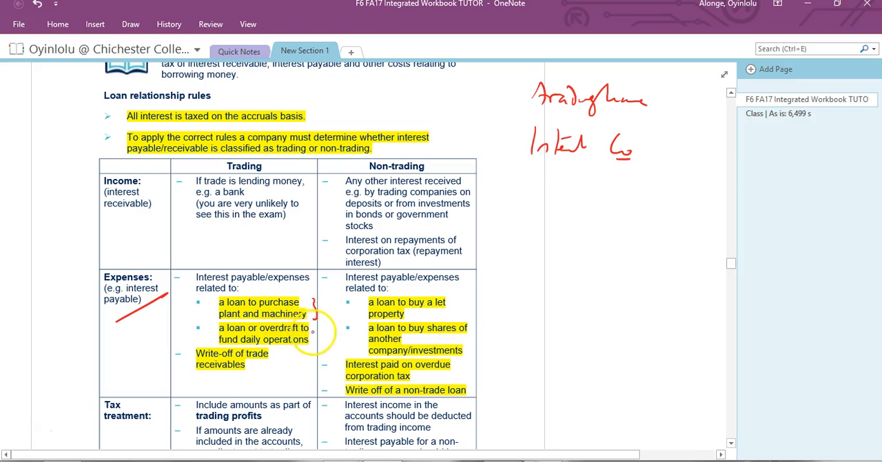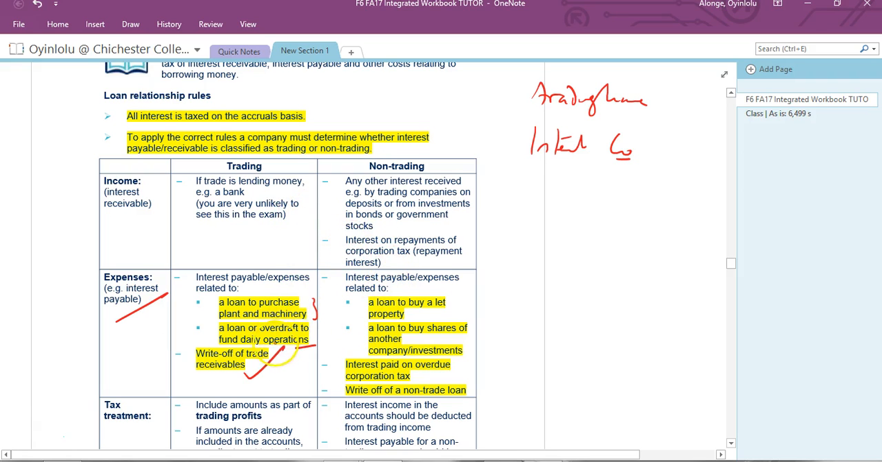And if you like, a loan or an overdraft to fund daily operations, and any interest involved in the writing off of trade receivables, will go into this bracket of interest. Now, the only interest we expect you to ever receive as a business is typically to do with, say, banking interest, right? So this is what we typically expect that you will receive.